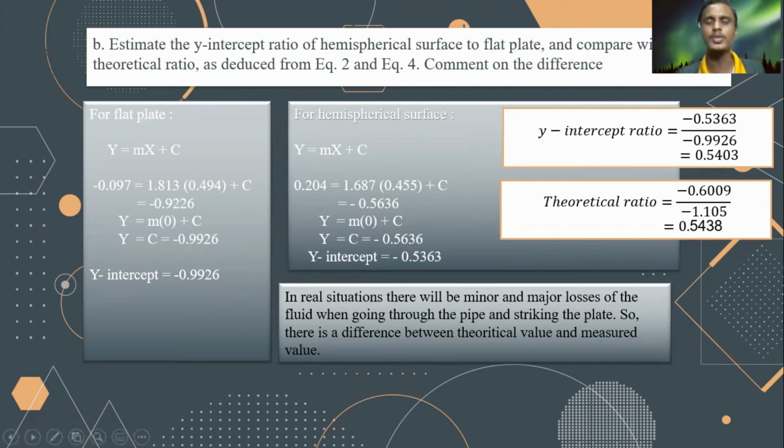So we calculate the theoretical ratio. We go back to the previous equation where we took the log of both sides. We use that equation to calculate the y-intercept, which is A. So the theoretical ratio would be 0.5438. There is a slight difference between the y-intercept ratio from the calculation and the theoretical ratio. In a real situation, there will be minor and major losses of the fluid when going through the pipe and striking the plate, so there is a difference between the theoretical value and the measured value.